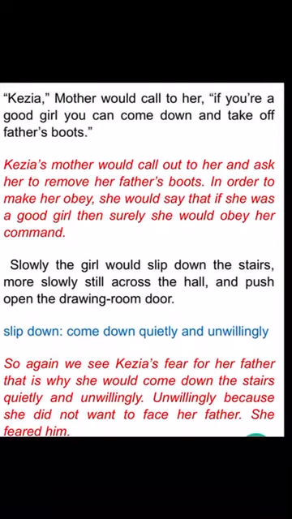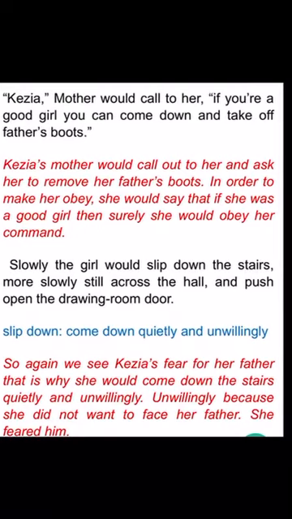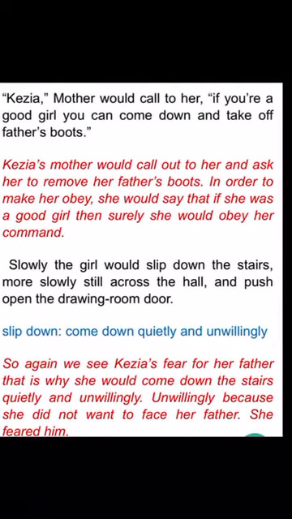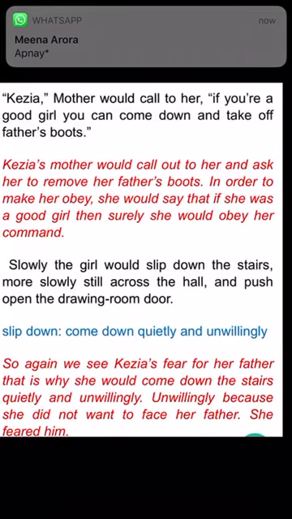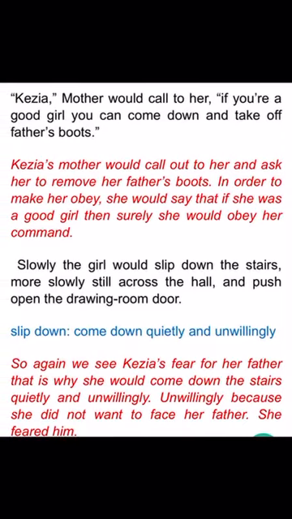"Slowly, the girl would slip down the stairs, more slowly still across the hall, and push open the drawing room door." Now, slip down means to come down quietly and unwillingly. So again we see Kezia's fear for her father. That is why she would come down the stairs quietly and unwillingly. Unwillingly because she did not want to face her father.